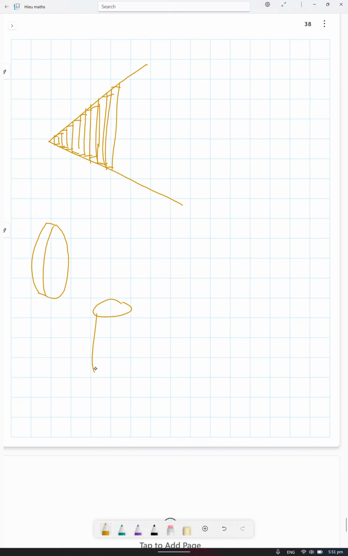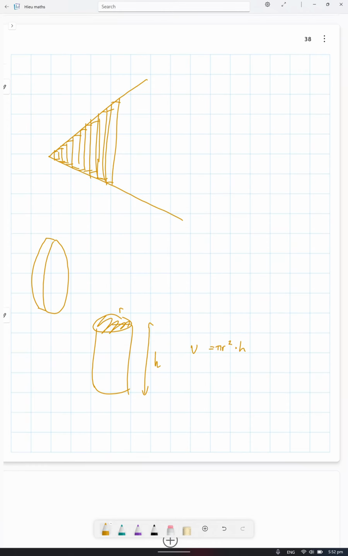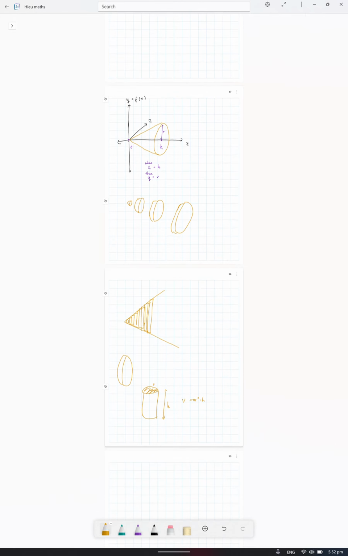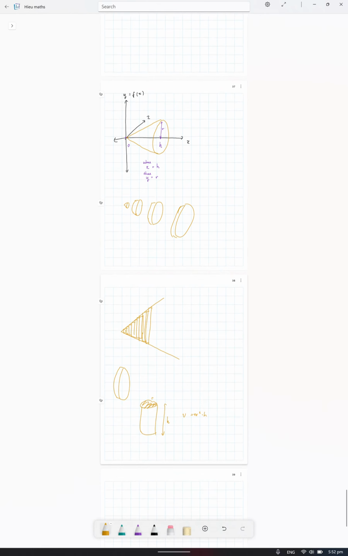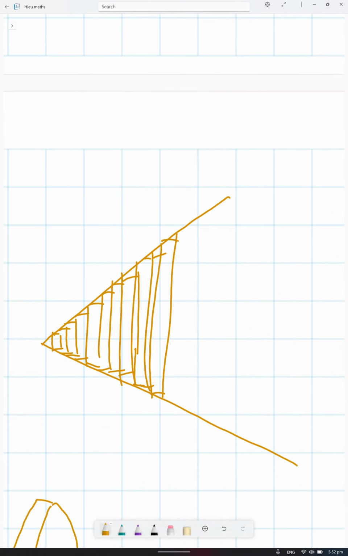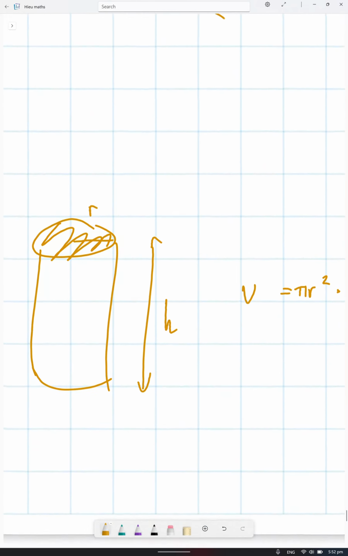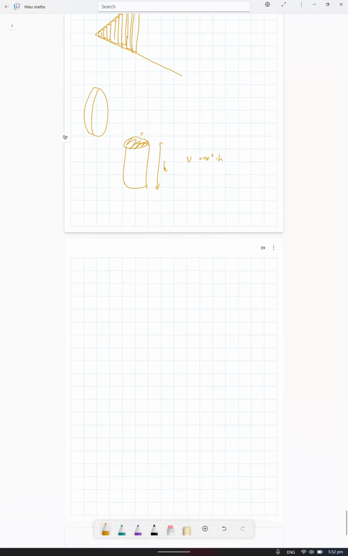And a cylinder, we know the equation for. The cylinder has radius R, and this is H, and the volume of a cylinder is just pi R squared, the area of the circle, times H. So what we just got to do is split the cone into so many slices that it turns into cylinders, which then we can just use this. So how are we going to do that?